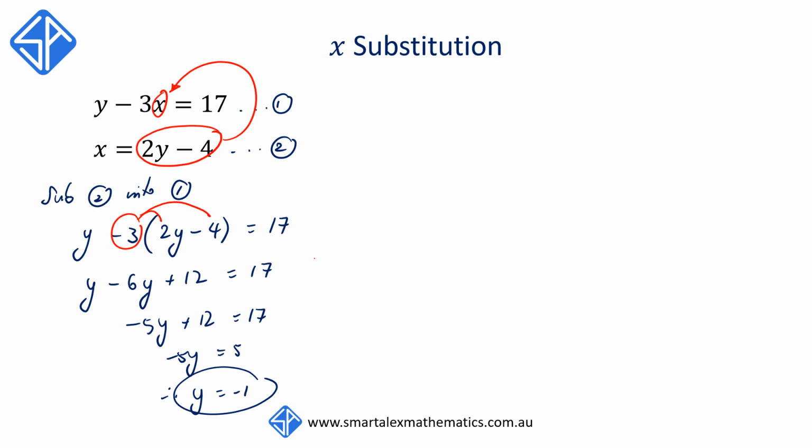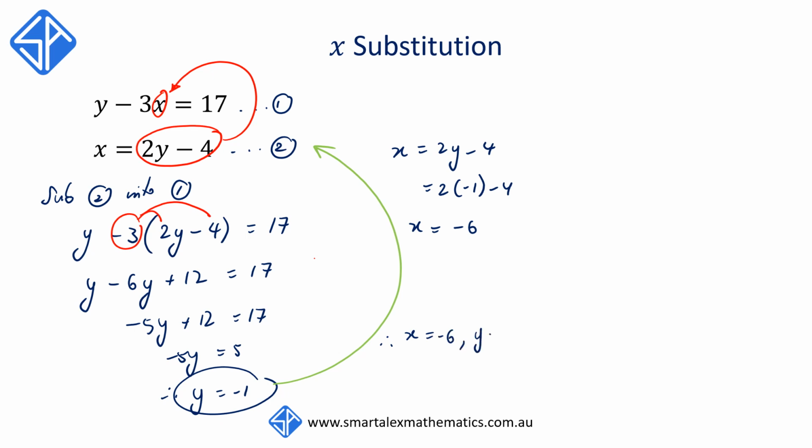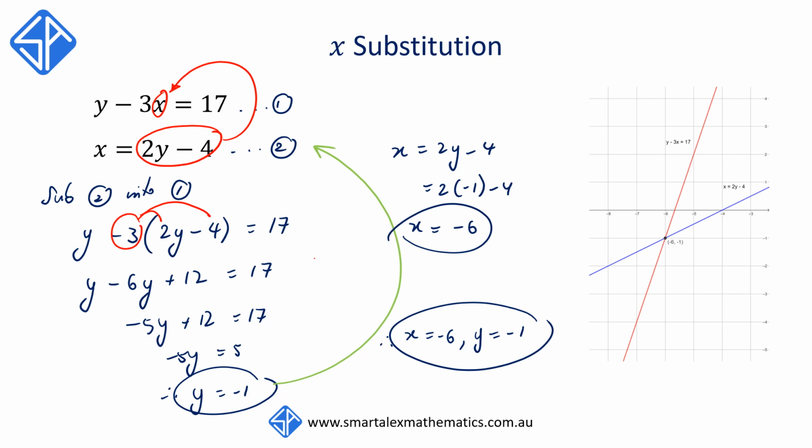Once we've got the value for y, we then do the same. We simply take y is equal to negative 1 and sub back into any of the equations. So I'm going to sub back into the second equation. We then get x is equal to 2y minus 4, which becomes 2 times negative 1 minus 4, which will give us x is equal to negative 6. So the solution to this set of simultaneous equations is x is negative 6, y is equal to negative 1. And again, this corresponds to the point of intersection of the two lines.